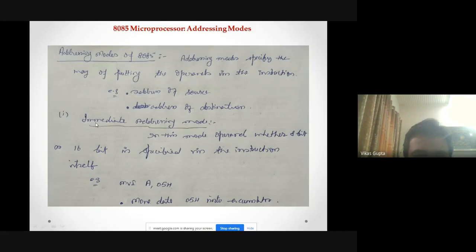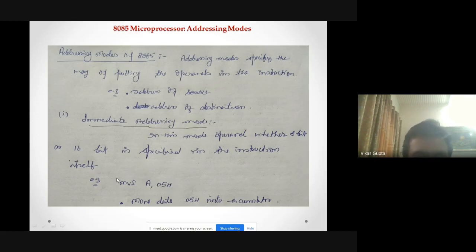And what is the definition of immediate addressing mode? If I need to move 8-bit or 16-bit data, I need to specify this data in the instruction itself. So here, this 05H is the data which we are moving into the accumulator. A stands for accumulator. And this addressing mode is immediate addressing mode. It says you need to have the data in the instruction itself.